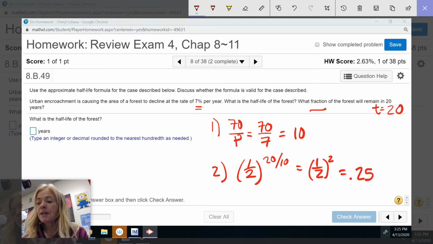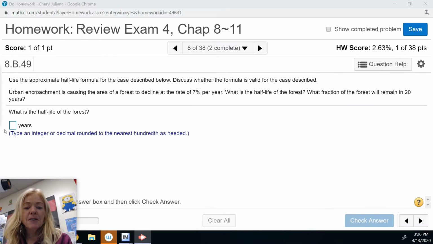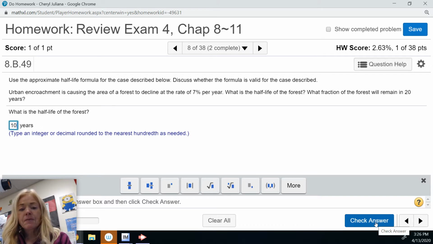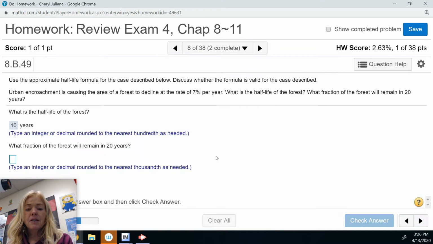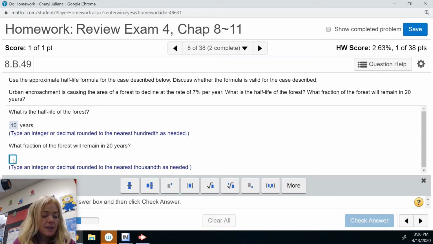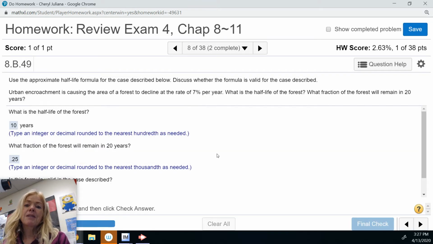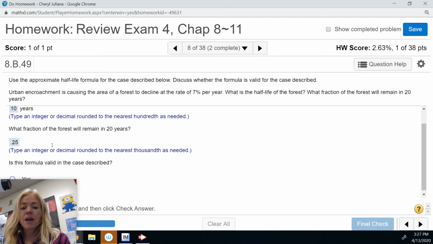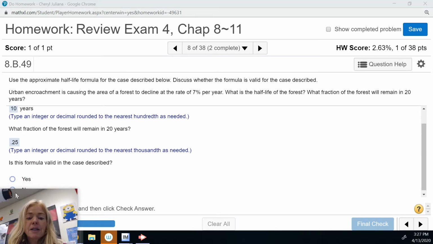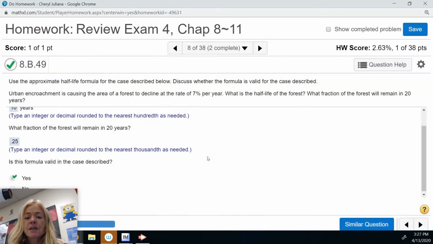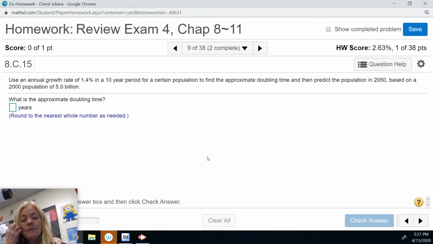So I just have to remember that when I get out of screen capture here. So 10 and 0.25. So the half-life is going to be 10 years. And then the fraction that will remain is 0.25 after 20 years. Alrighty. Next one we'll do is number 9. Oh, we do need to answer, is this formula valid? And we would say probably yes, because 7% is below 15%. So there we go. All right, next question.